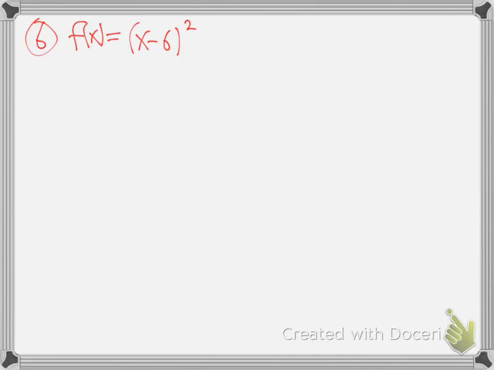Okay, so they want us to graph this one. So when you graph, remember how this works? You take the opposite of the number that's in the parentheses and the same as the number that's out here. There's no number out there, so that's 0.